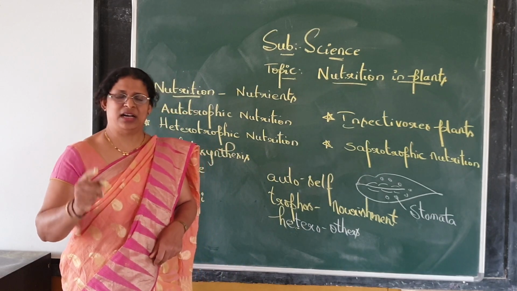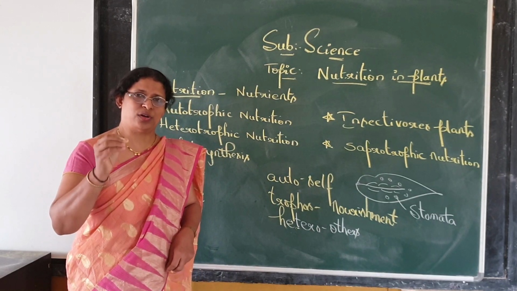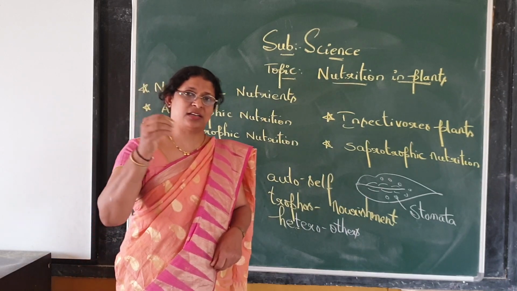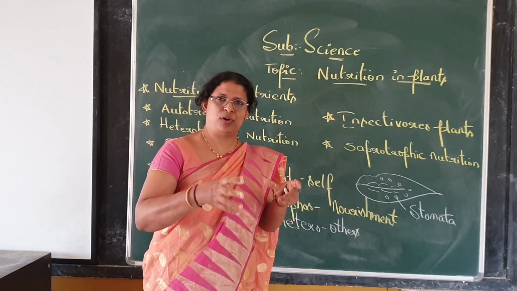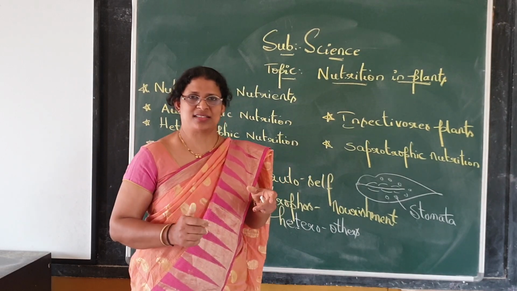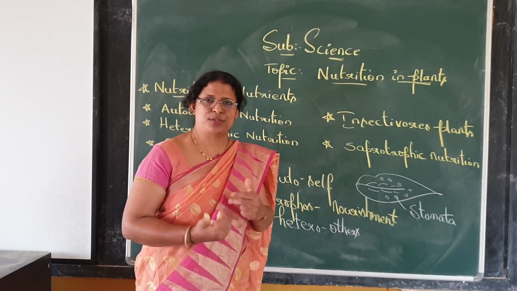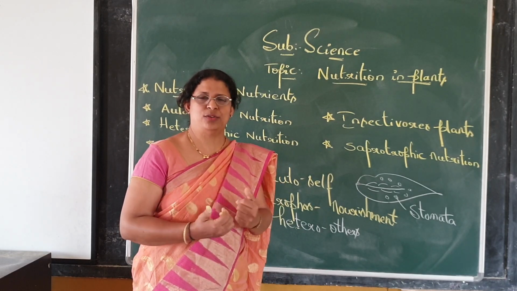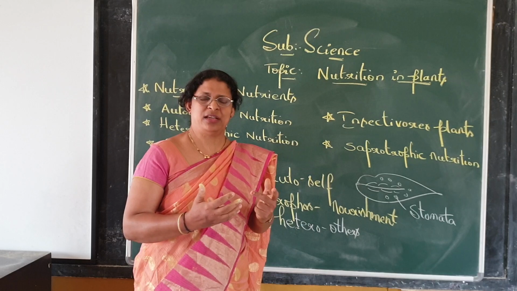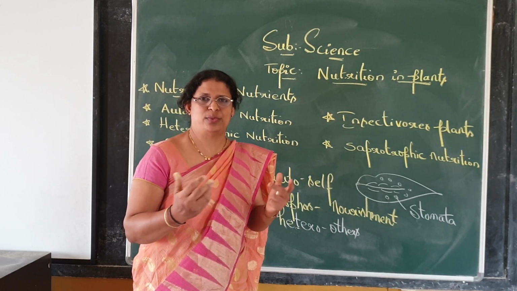Then the same potted plant which was kept in the darker place will be kept under sunlight for 72 hours, that is 3 days. And again we record the observation. What will be the observation after keeping it under the sunlight? The leaves will be tested with iodine.